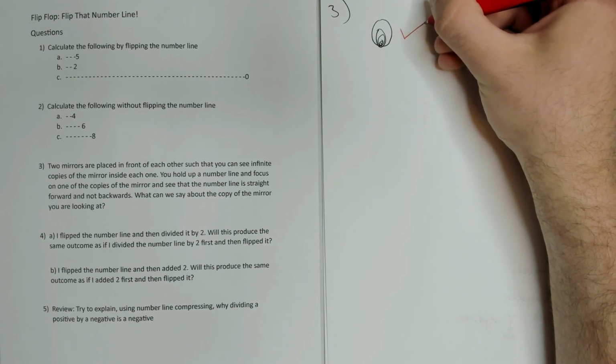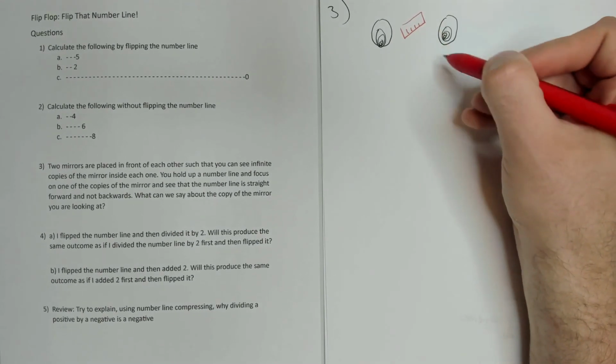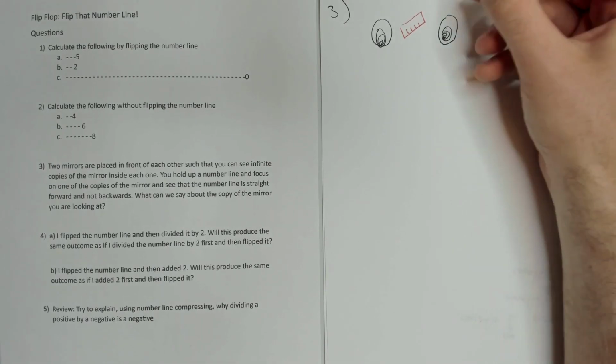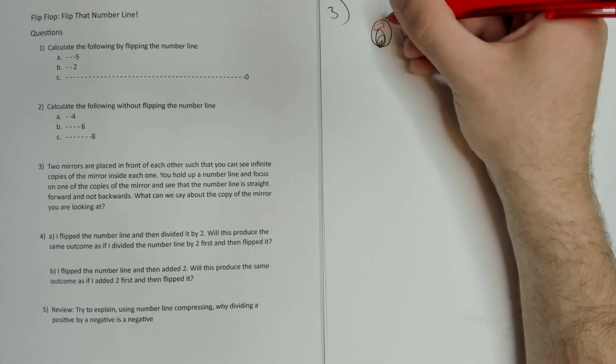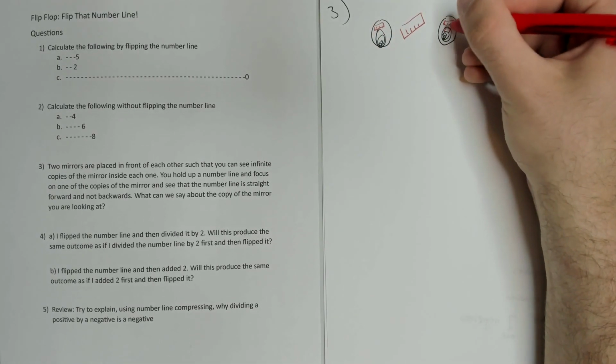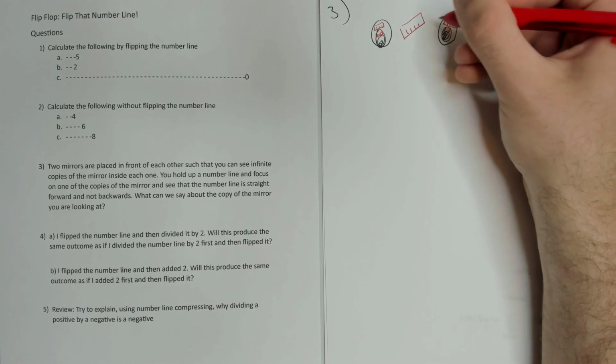So we take a number line here, right? Let's say we're holding up the number line so it's facing this mirror here. And so inside this mirror, there's going to be an image of the number line. That's going to get reflected and produce an image in this one, and that'll get reflected and produce an image in this one, and then in this one, and it's going to just go back and forth like this, right?